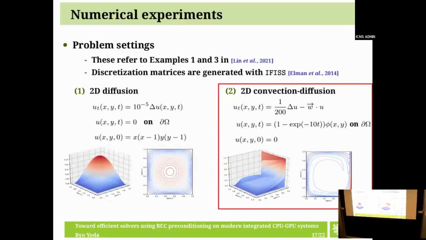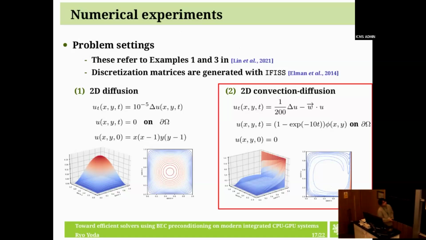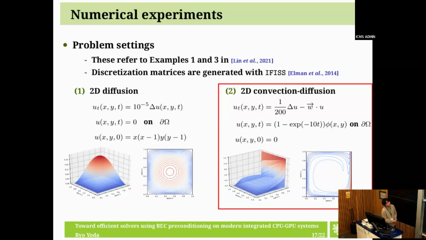The problem setup is very simple, referring to the original paper and the packages. We perform two experiments, the 2-dimensional diffusion problems and the 2-dimensional convection diffusion problems. In this work, let me explain the results of the 2D convection diffusion problems.